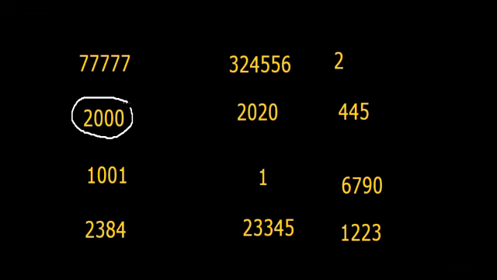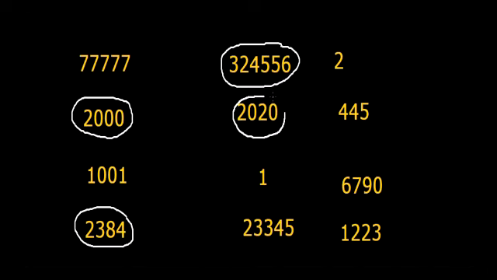2000 ends in a 0, so it is divisible. 1001 does not follow the rule, so not divisible. 2384 has a last digit divisible by 2. Same with this number, and this one, and a few more here.